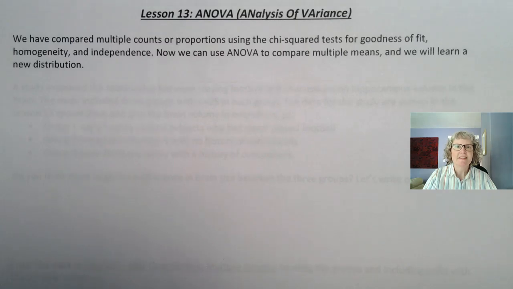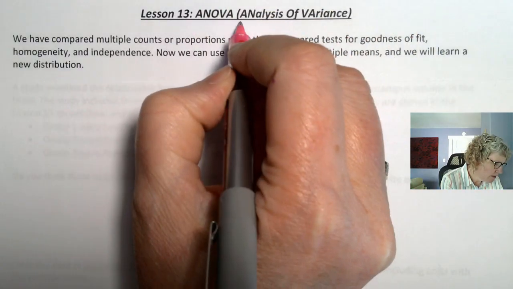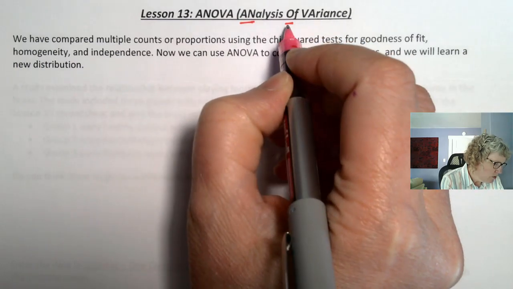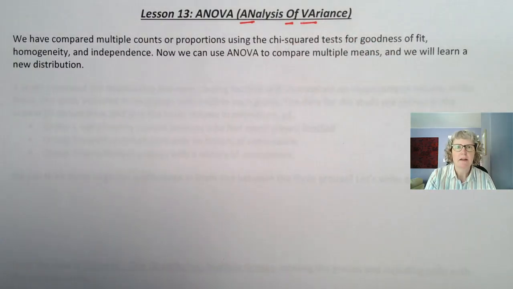Hi again. In this lesson we get to compare 3 or more means. I guess you could do 2, but we'll do 3 or more in what's called an ANOVA, analysis of variance. This is a kind of acronym. The AN comes from analysis, the O comes from of, and the VA comes from variance. I'll explain why we switched from means to variance all of a sudden. Why are we talking about variance?